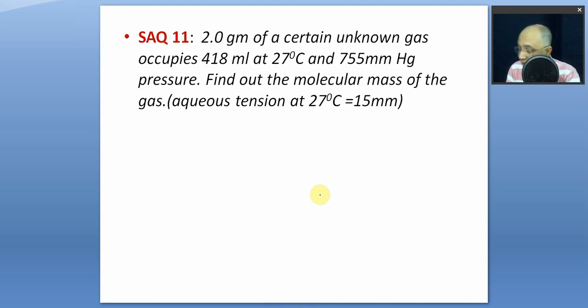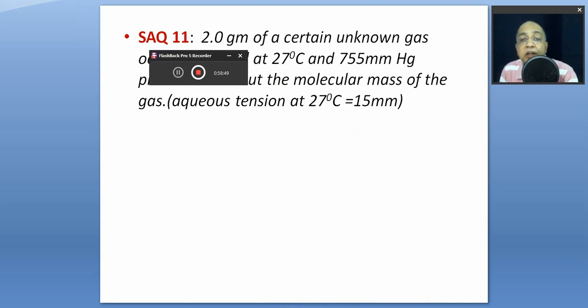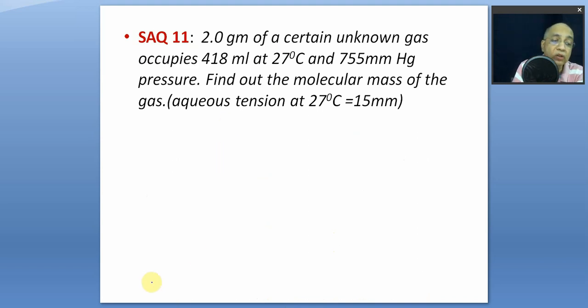Now let us solve a problem. Don't worry, how many minutes have gone? It is 58. Don't worry at all, we are almost done. 2 grams of a certain unknown gas occupies 418 milliliters at this temperature and this millimeter of mercury pressure. Find the molecular mass of the gas. Aqueous tension at 27 degrees Celsius is 15 millimeters.